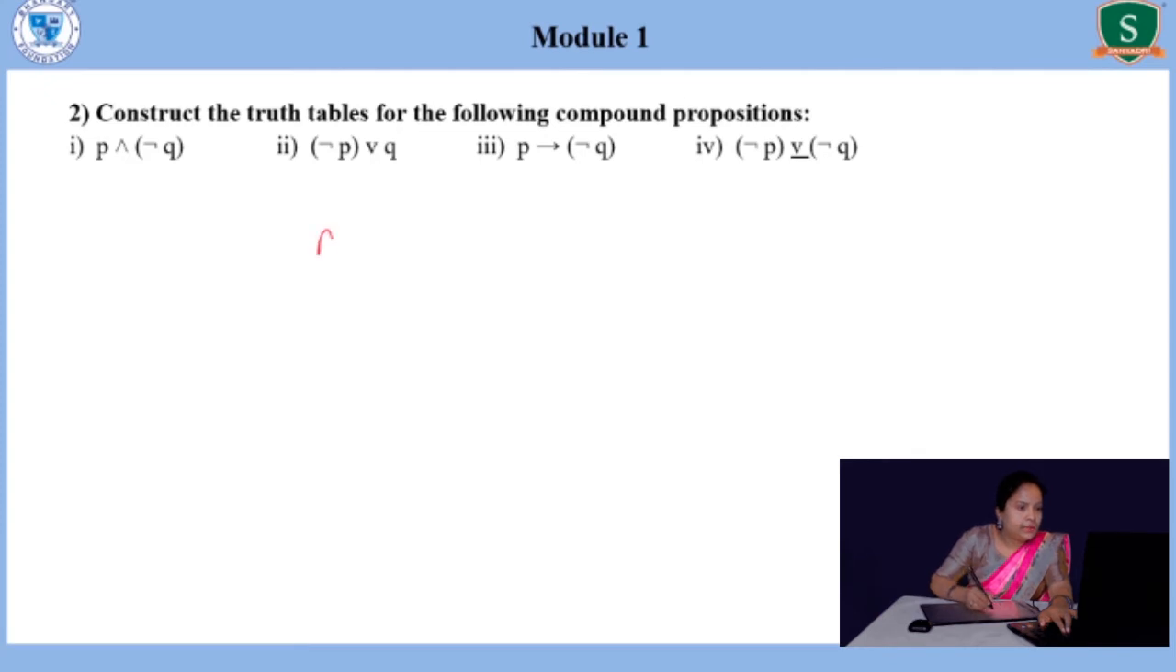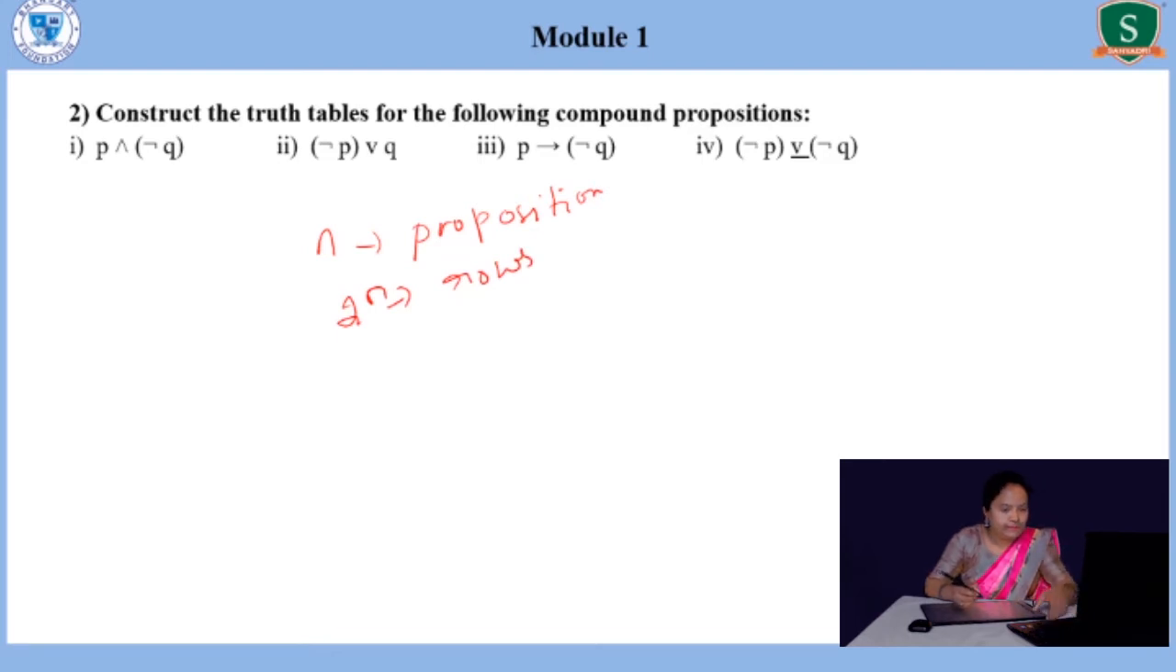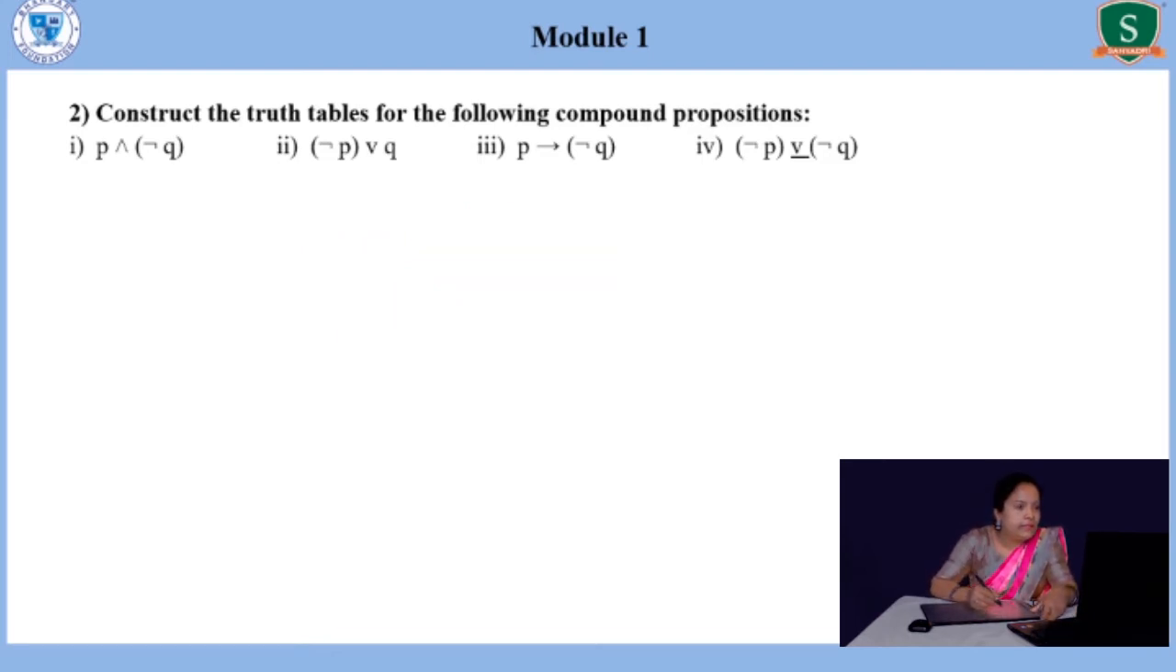Suppose there are n propositions in the given compound proposition, then we will get 2 to the power n rows in the truth table. Here we have only two propositions P and Q, so we get 2 to the power 2, that is 4 rows. First we take P and Q, then we find negation P and negation Q. Then you can directly find out the truth values of all these compound propositions.